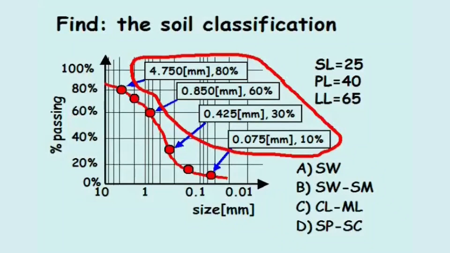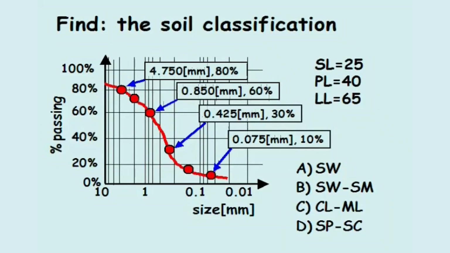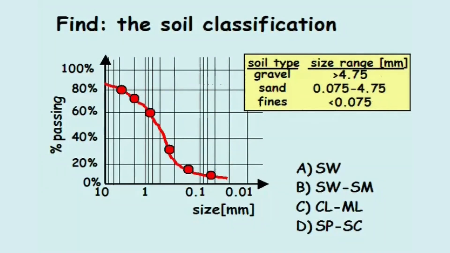The first step in classifying the soil is to determine whether the majority of the soil sample by weight is fine grain material or coarse grain material. The percentage of fine and coarse grain material is determined from the plot based on the size of each soil type.